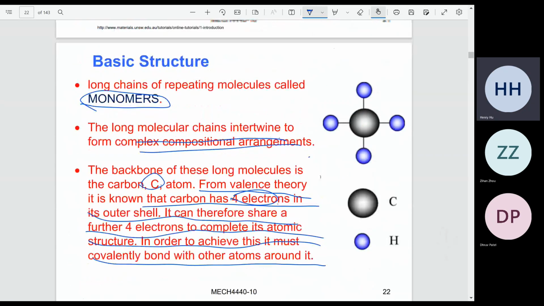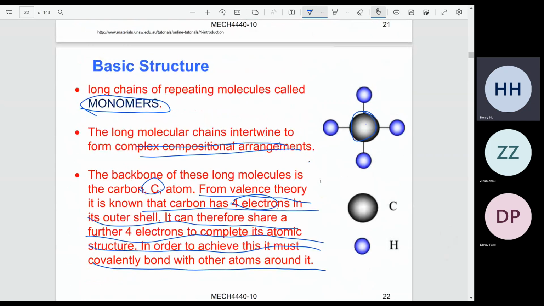So you have carbon. If the carbon has 4 electrons in its outer shell, the carbon can connect to 4 hydrogen atoms and establish a stable kind of bonding structure.